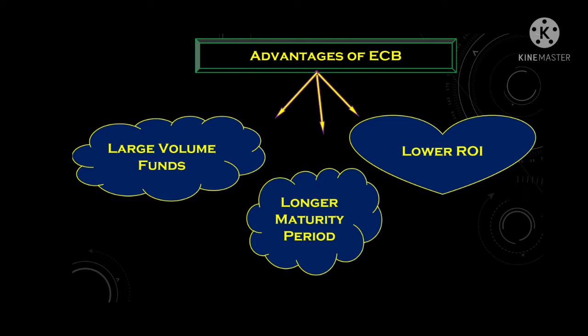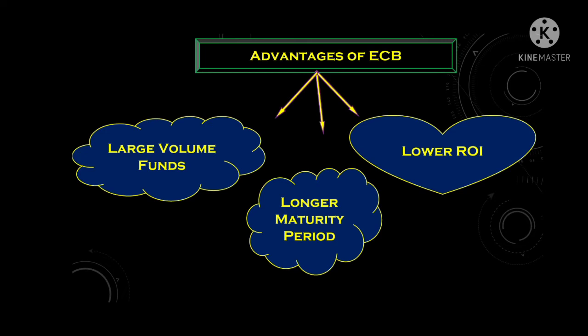And the last one is the longer maturity period. Here the maturity period denotes the time frame for making the loan payment. In simple terms, it is the tenor of the loan. Right? So under ECB, one can get a longer tenor, meaning the tenor ranges from 3 to 10 years. It can be a 3 year tenor, a 5 year tenor, or a maximum 10 year tenor. It depends on the type of industry availing ECB and the purpose for which it is availing. So the tenor depends basically on two things.